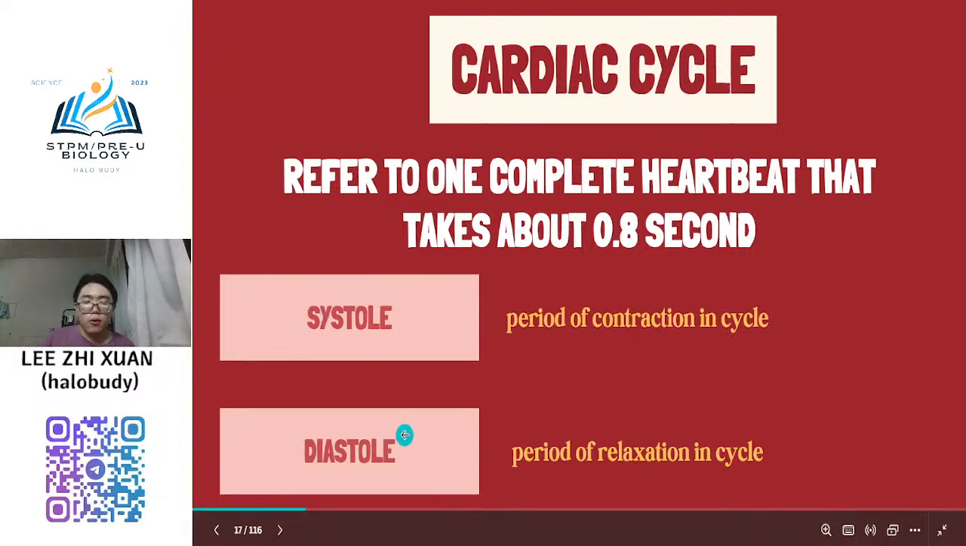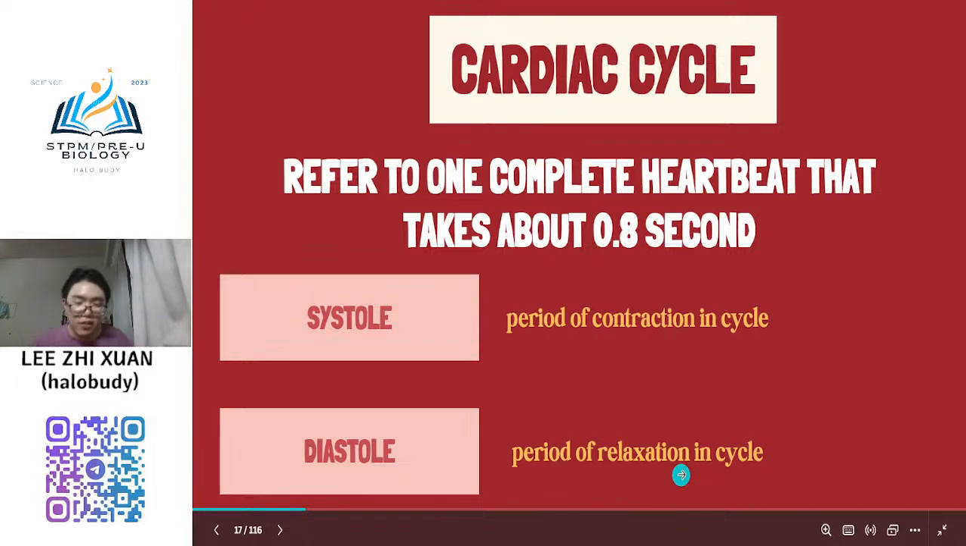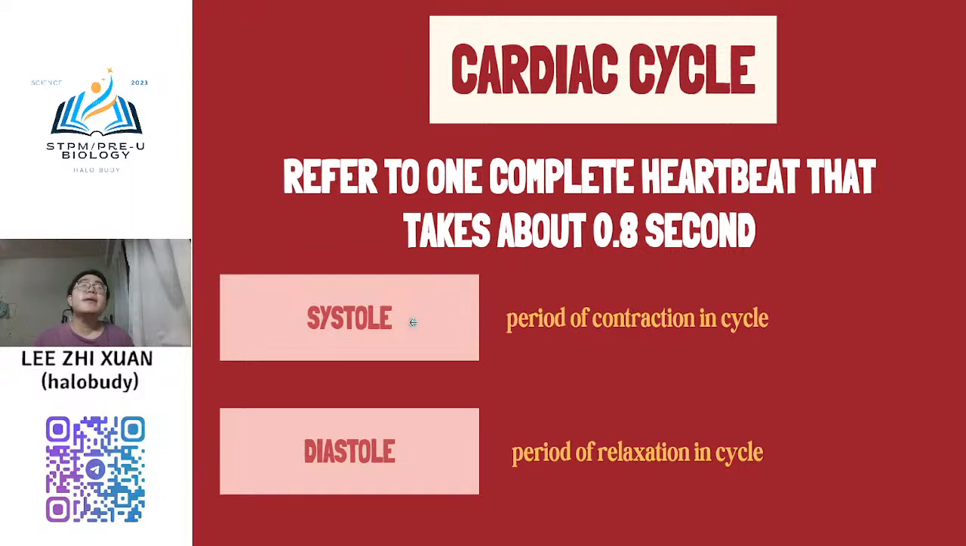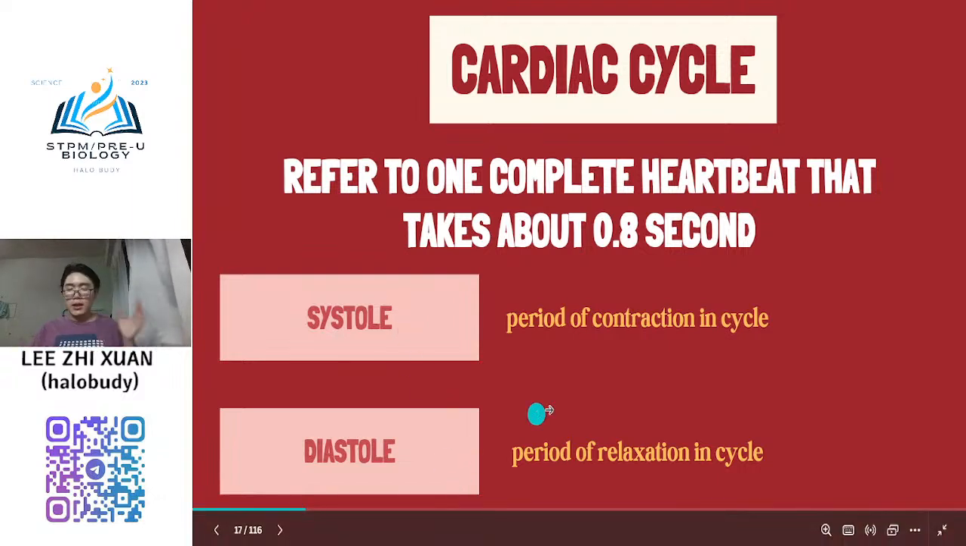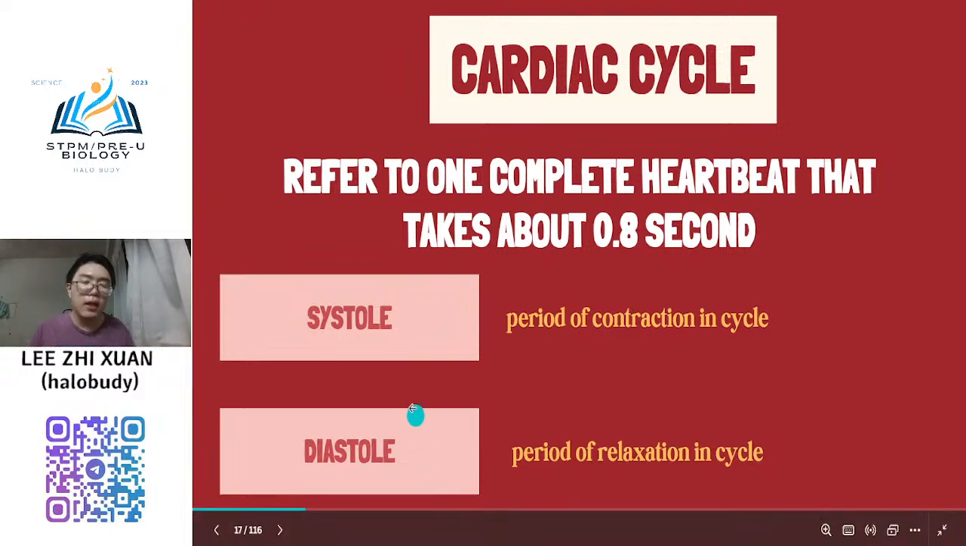Systole and diastole. You need to remember it. Systole is the period of contraction in the cycle, and diastole is relaxation. So systole equals contract, diastole equals relax. Just remember this. The terms contract and relax cannot be used in terms of the cardiac cycle. So from now, I will use systole and diastole. I will not use the terms contract and relax anymore.